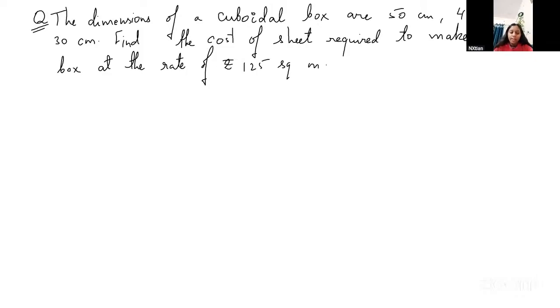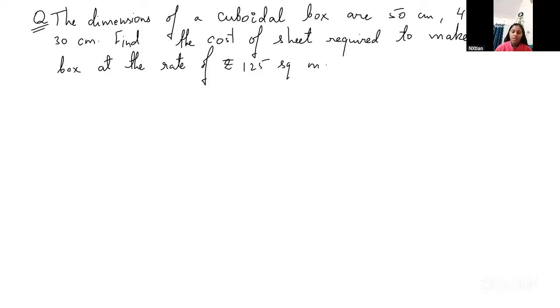We have to find out how much. Suppose this is a box. This is a rectangular box. I need a sheet that can make a box. Suppose the length is 50. This is breadth 40. This is height 30. We have to find out the total surface area, means the whole thing, how much is the surface area. And then we will multiply it with the cost of the sheet.